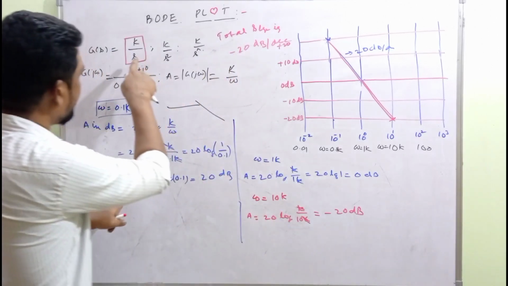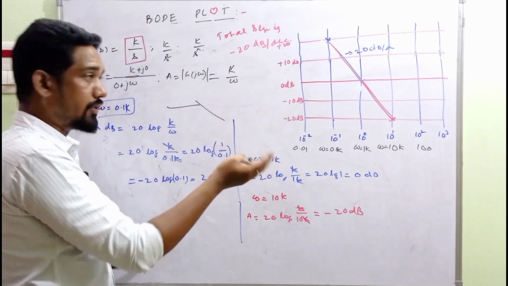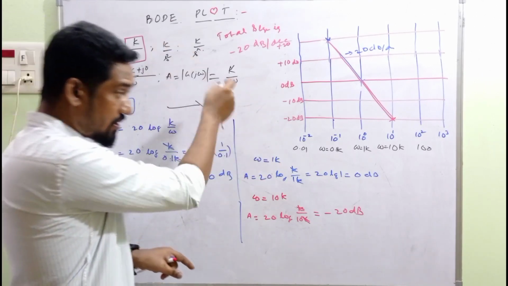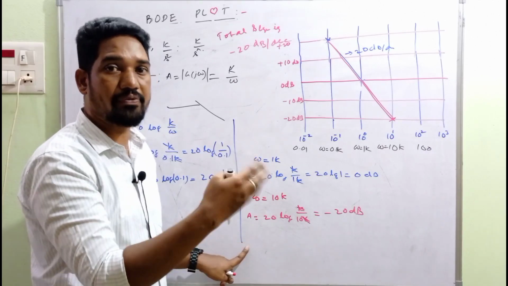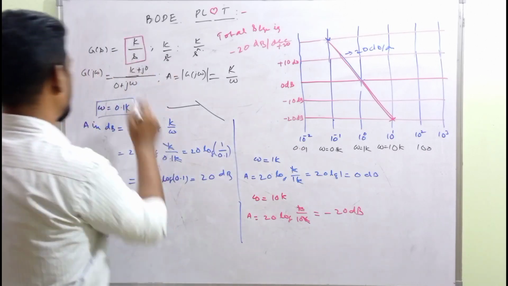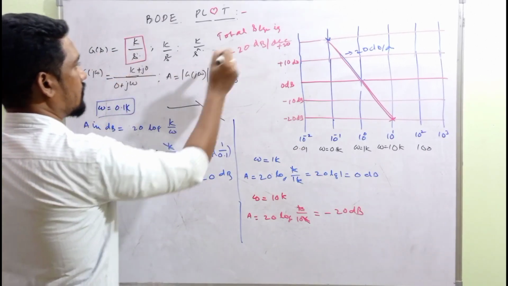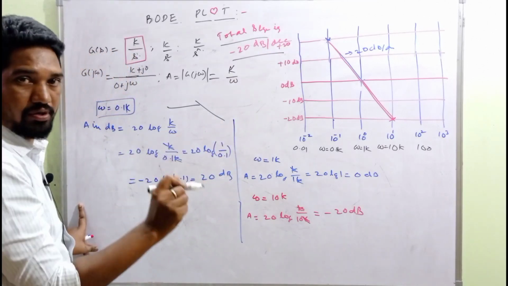And this k by s, or k by s square, all that comes first in the tabular form. Why? Because it has no corner frequency. Corner frequency is zero, so that comes first. Remember this point, okay? For the factor k by s, the total slope is minus 20 dB per decade, and it has no corner frequency.